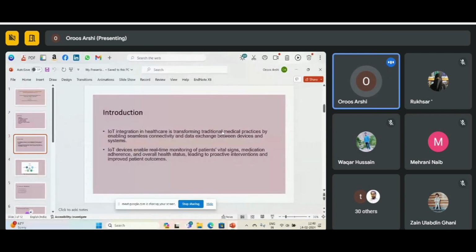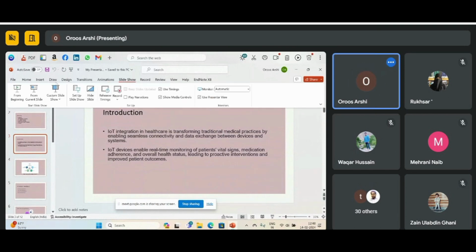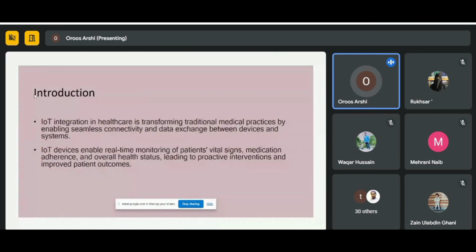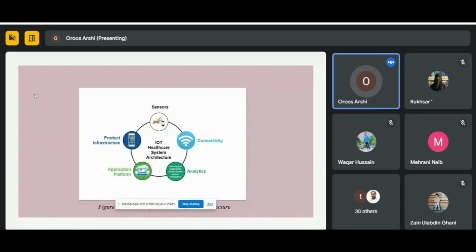So here I will start with an introduction. As we all know, Internet of Things in healthcare refers to the integration of software and hardware for medical devices, using IT systems for healthcare through the internet and computer networks. The implementation of the Internet of Things in healthcare improves its intelligence, speed, and accuracy. This is a basic architecture of the Internet of Things in the healthcare industry, and it includes sensors, connectivity, analytics, application platform, and product infrastructure, as we can see in this figure.